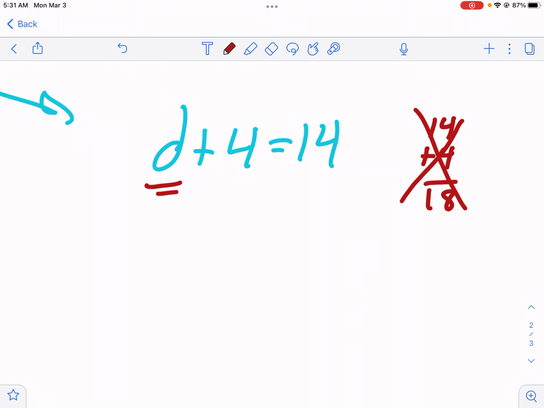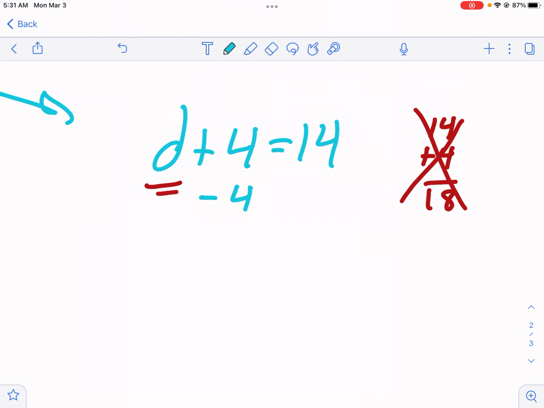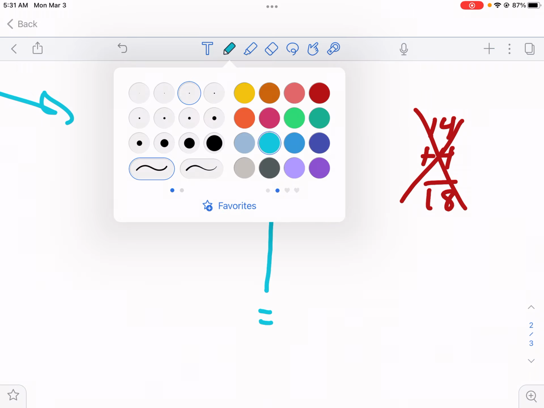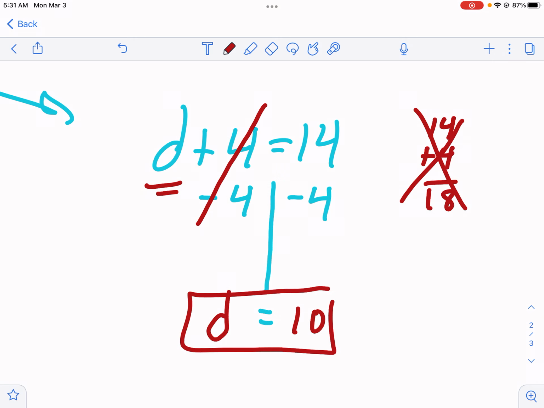Well, we don't know what that something is, so we have to go in reverse from 14. And that means that we are going to do the inverse operation if you want to go in reverse: subtract 4 from both sides, and then we can cancel out the plus 4 and minus 4, and we're left with just the d by itself. Now we have 14 minus 4, and that equals 10, and that's going to be our answer.